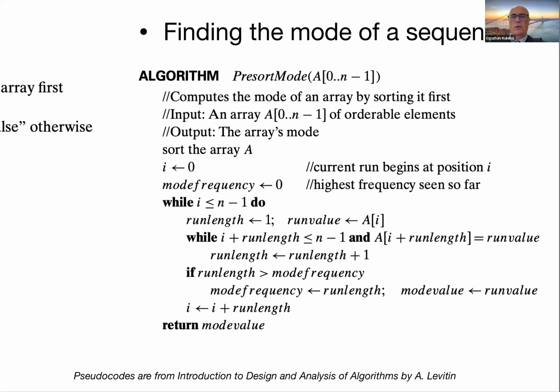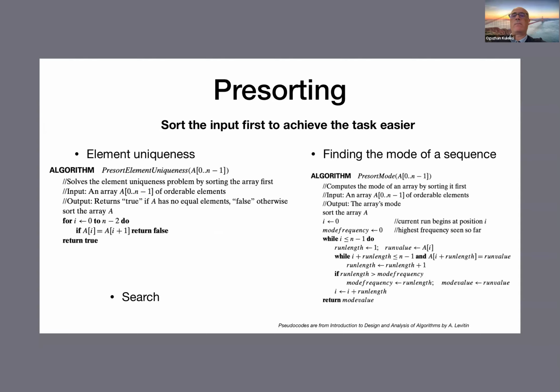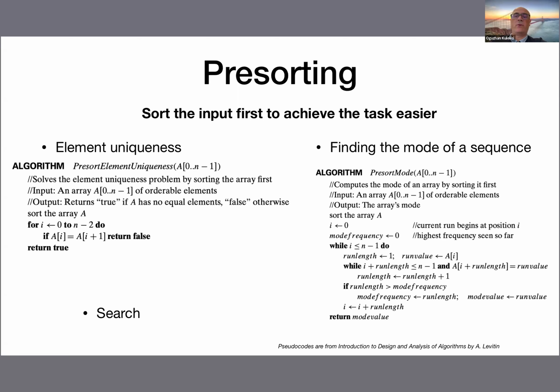Okay, so this is the presorting for the mode of a sequence. There are so many other examples for this presorting, and search is one of the fundamentals. Whenever you would like to create an index over a set of items to make search more efficient, that more or less translates to you need to sort the elements first.